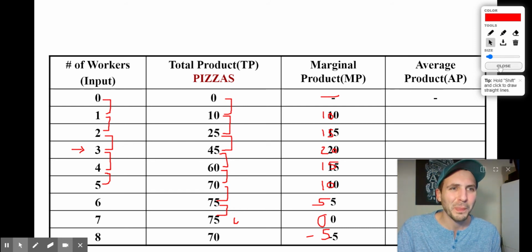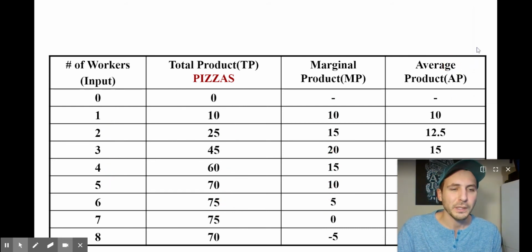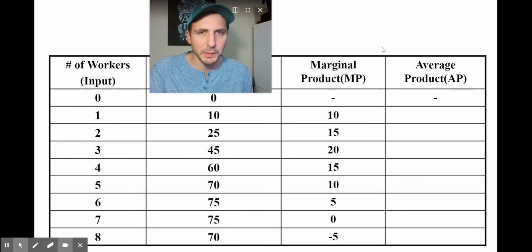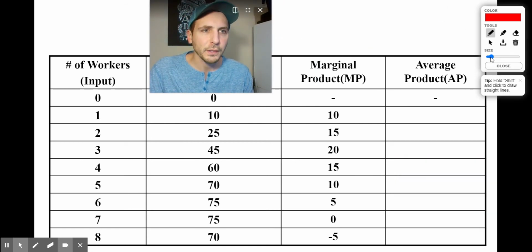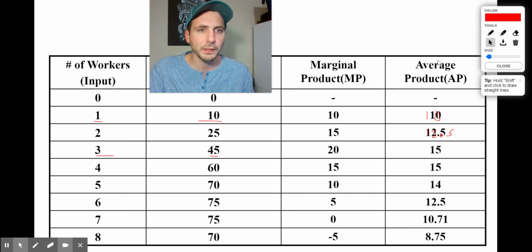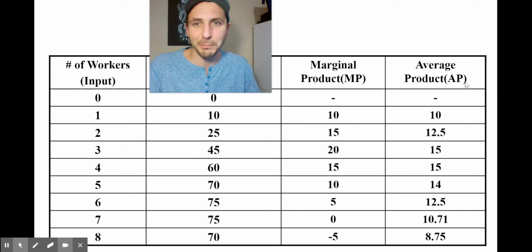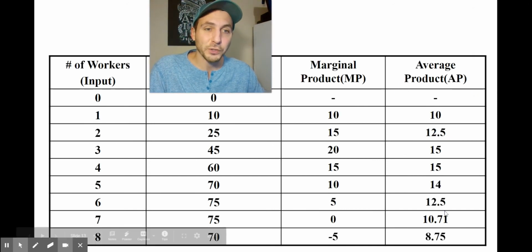Okay, next up, can you calculate average product? Should be able to. Remember, average product is pretty simple as well. It's just total product divided by inputs. So this one is going to be 10 divided by 1 or 10. This is going to be 25 divided by 2 or 12.5. There we go. This one's going to be 45 divided by 3. I no longer can do that work in my head, so I'm just going to hit the button and boom, I got it all. Oh, 45 divided by 3 is 15. I knew that. Right?